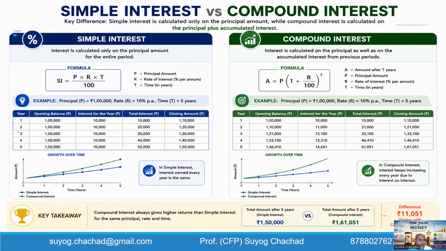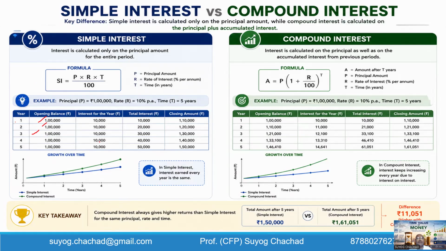So for simple interest, every year the interest is calculated on the opening balance, or we can say the principal amount or initial investment amount. So that's why the initial investment amount is fixed for all the years. In this particular case, 1 lakh is fixed for every year, and 10% of that 1 lakh, 10,000, is calculated as interest for every year.